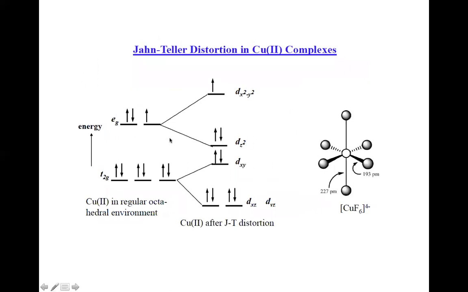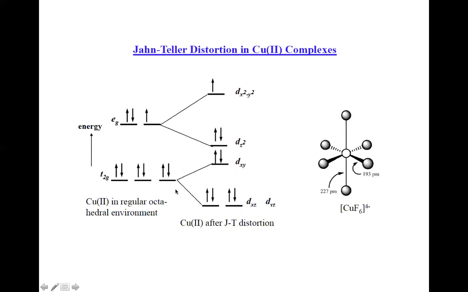So this is how the degenerate orbitals will further split due to the Jahn-Teller distortion, as it is observed in the case of copper 2 complexes. Initially, these t2g orbitals were degenerate.